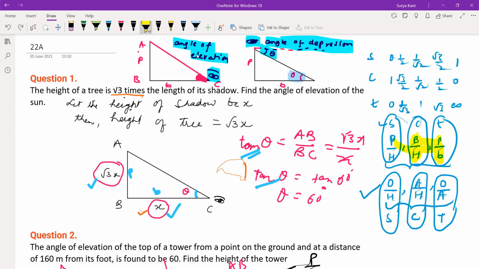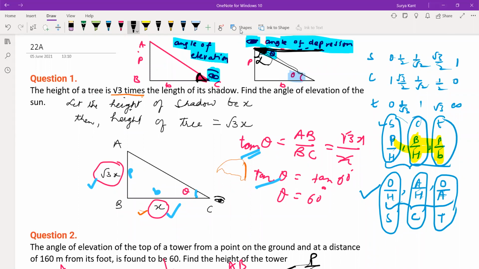One more thing, I just want to tell you about angle of elevation and angle of depression. Angle of elevation means you are looking upwards, from the ground up. If you are seeing from top to bottom, that is angle of depression. And remember, children, don't make a mistake here: this angle is not the angle of depression. Angle of depression is always from the horizontal line. Remember, always from the horizontal line.